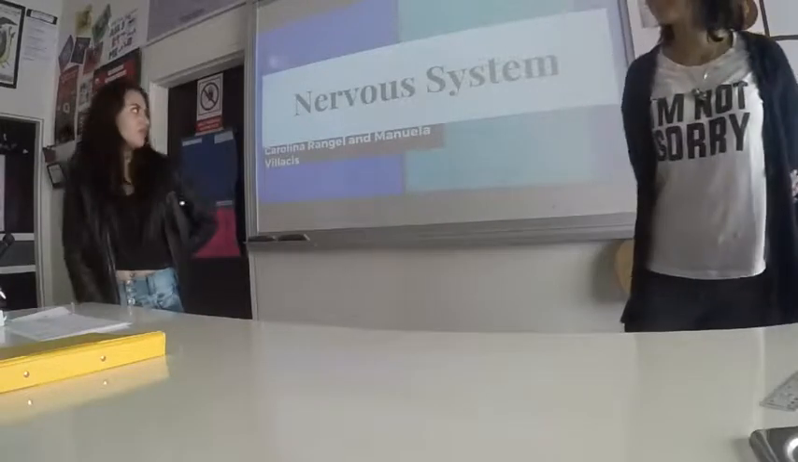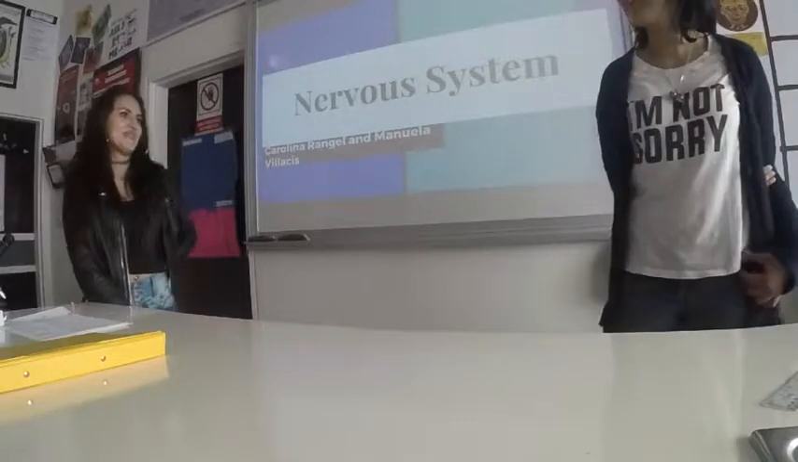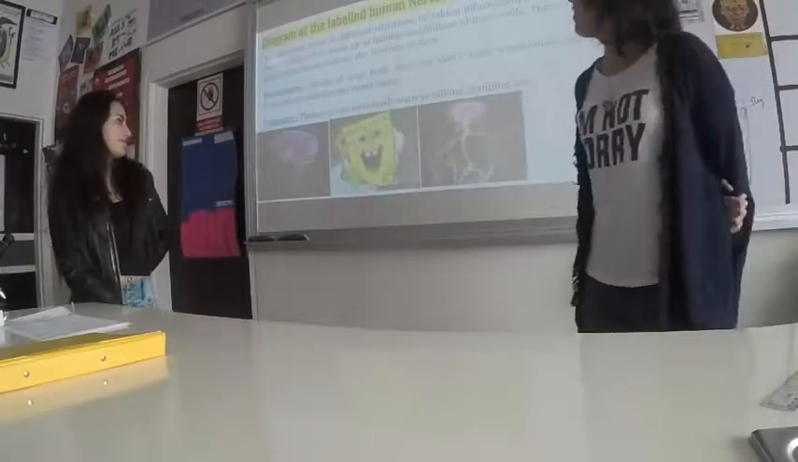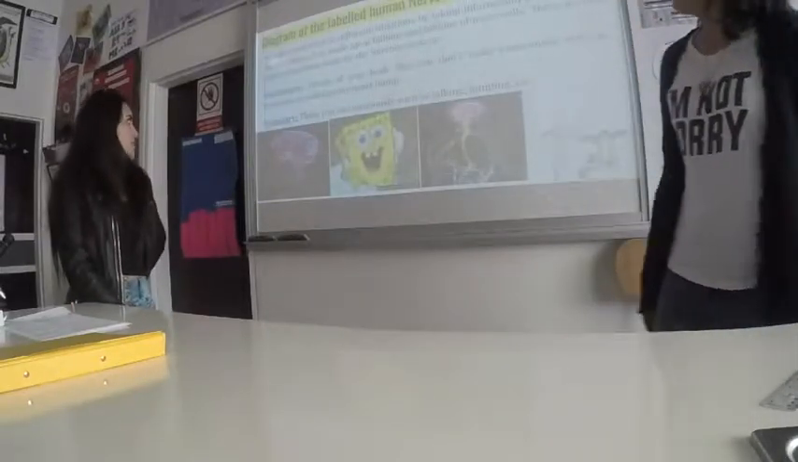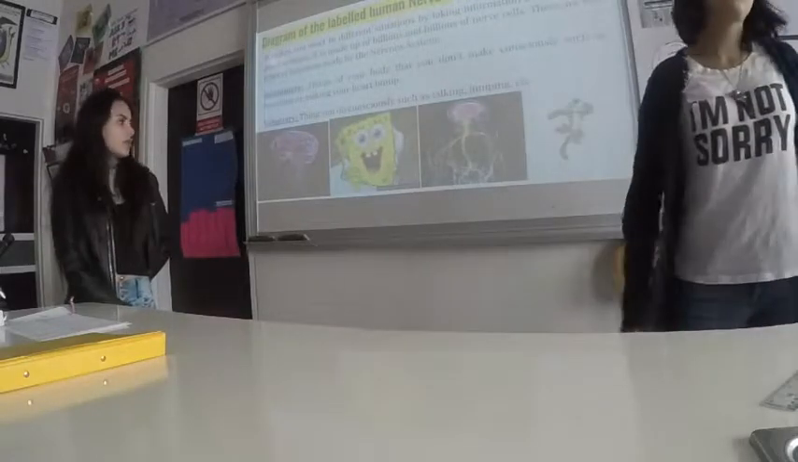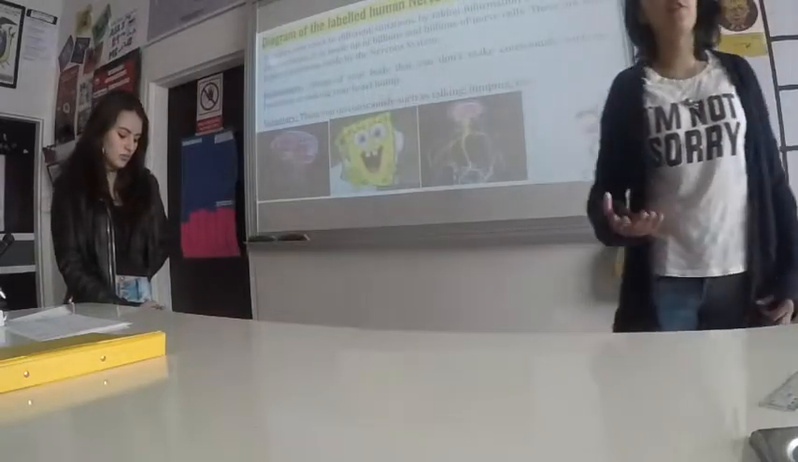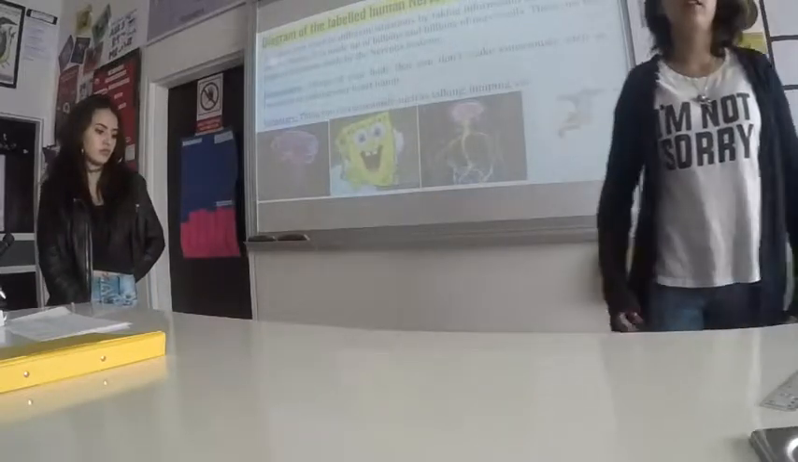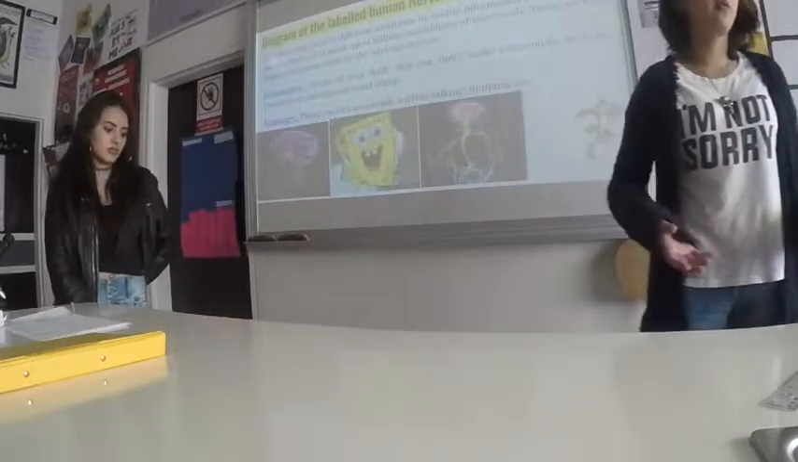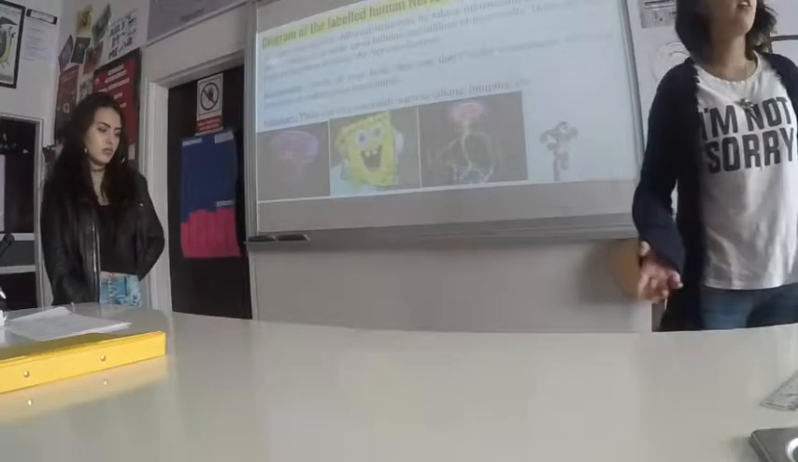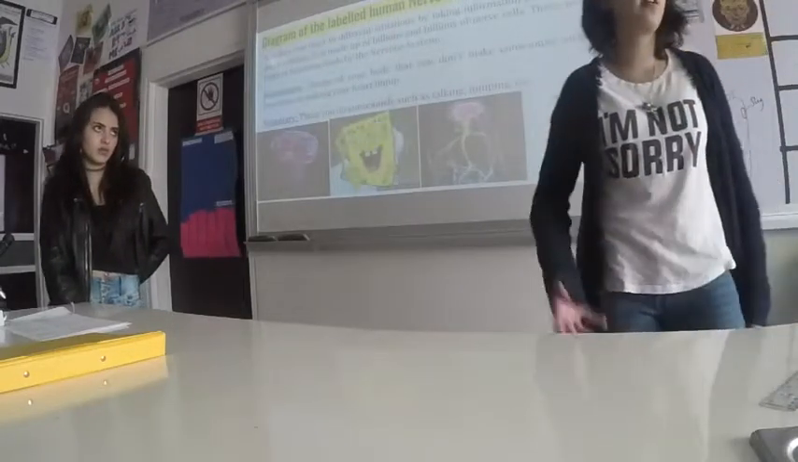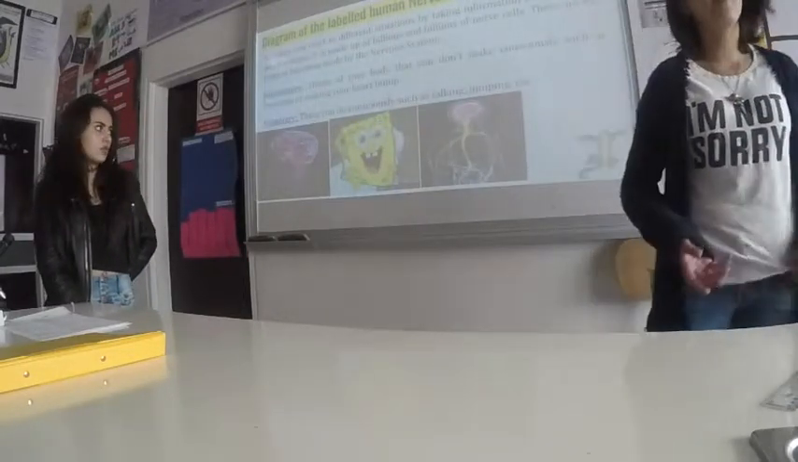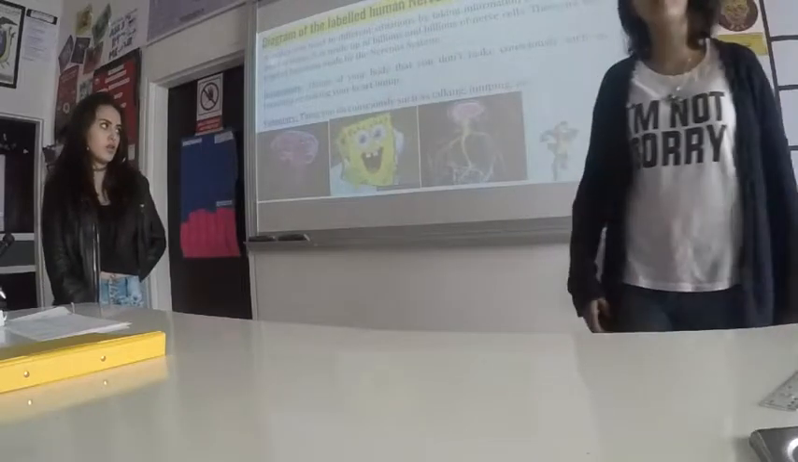So we're going to present the nervous system. The nervous system helps the body control your actions, but also react to different situations, such as when you're running, it helps you run, or when you are hurt, it helps you know that you're hurt, so you can reduce the bleeding and replace the blood or things like that.